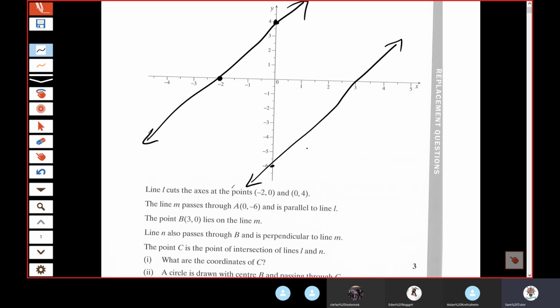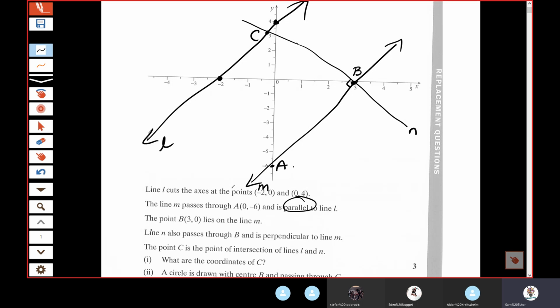There it is. And again, parallel. The point B, that's B. And that was A. So that's line L, that's line M. The line N also passes through B and is perpendicular to line M. So perpendicular, passing through B. That's line N. The point C is the point of intersection of the lines L and N.